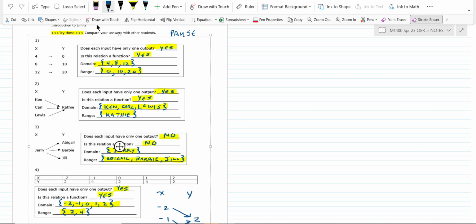Number two is also a function, even though all of these guys really like Kathy. Kathy's a lucky girl. It's still a function in this regard. So each input has one output. That one output is Kathy. Okay, and the domain on this is the first elements, Ken, Carl, and Lewis. And then the range is Kathy.